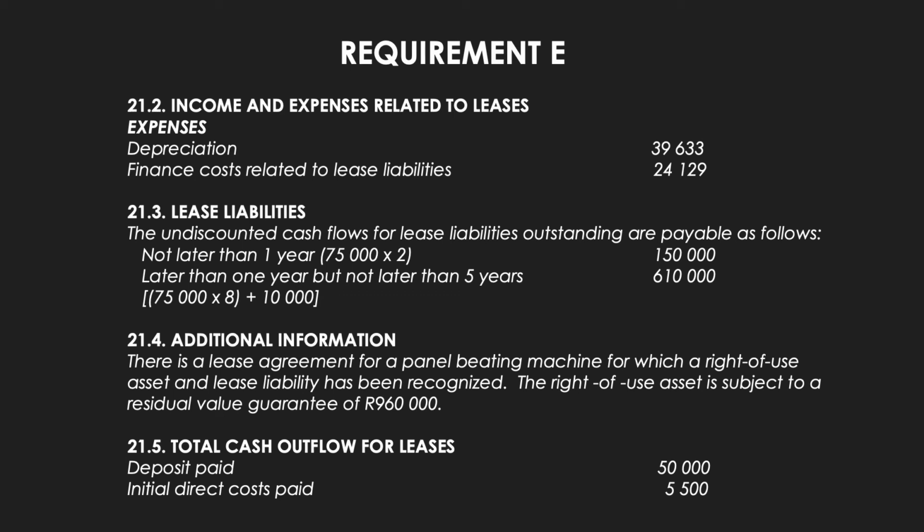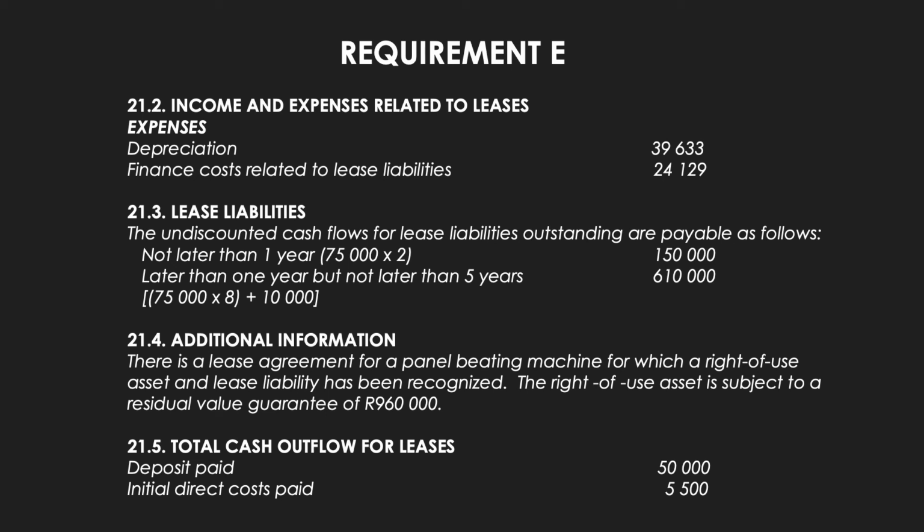The next subnote we look at just provides additional information. So here we give a little more information about the lease. What type of asset is it? Is there a residual value guarantee? Have we recognized a right of use asset and a lease liability? So under 21.4, there is a lease agreement for a panel beating machine. So I've been specific, for which a right of use asset and a lease liability has already been recognized. The right of use asset is subject to a residual value guarantee of 960,000 Rand.